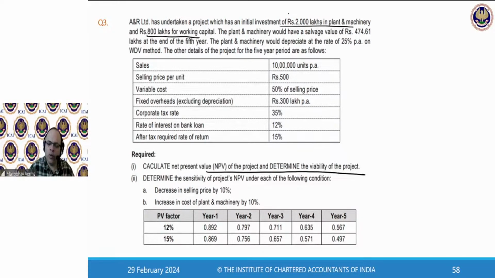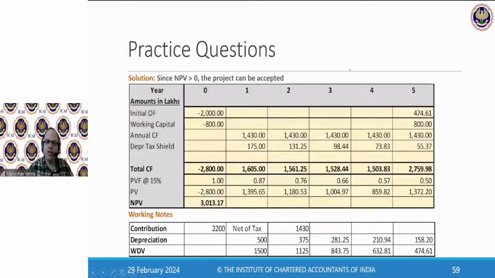So this is something you guys can calculate later on. If the NPV is positive, you can go ahead with the project. So the solution is there with you guys. Do not worry about that. I think this is very, very basic stuff.